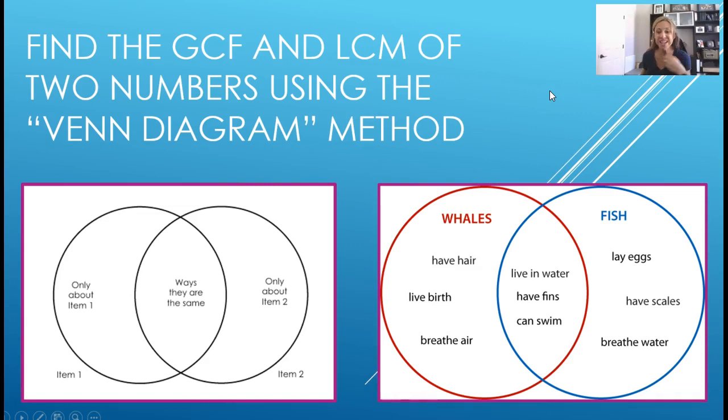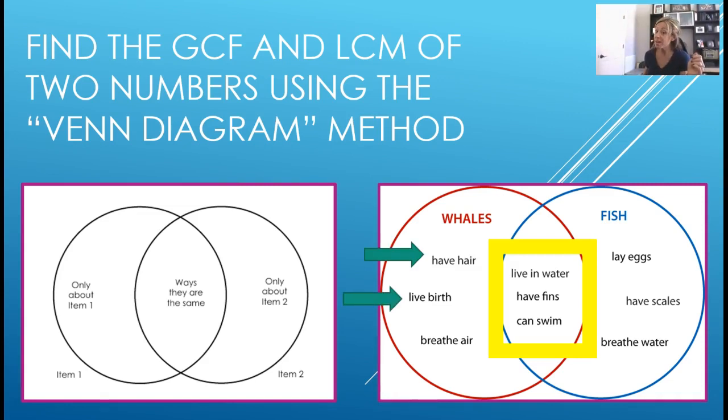For example, let's take a look at whales and fish. We can see in the middle that they share some things in common. So whales and fish both live in water, they both have fins, and they can both swim. So those characteristics are in the overlap part of the circles. But we can see that whales have hair, but fish don't. Whales give live birth, fish do not. And whales breathe air, but fish don't. So those are on the outer part of the circle for whales. Fish lay eggs, but whales don't. Fish have scales, but whales don't. And fish breathe water, but whales don't. So the things they do not share in common go in the outer part of the circle.